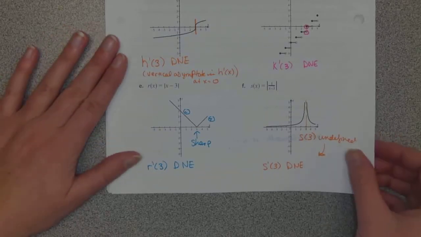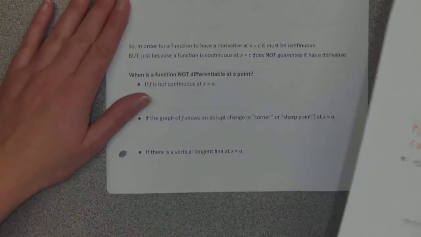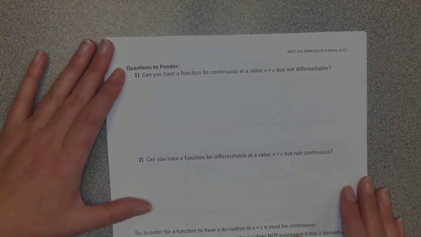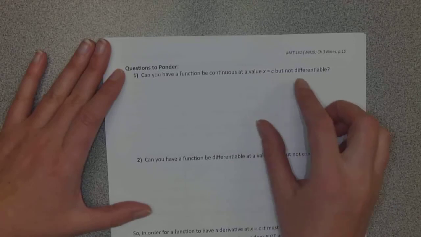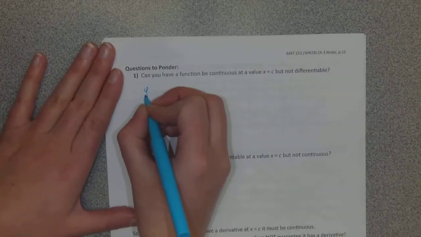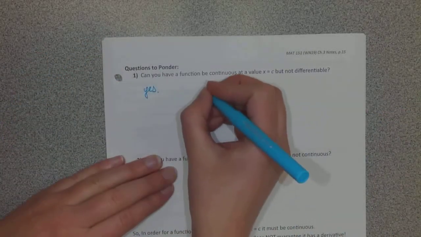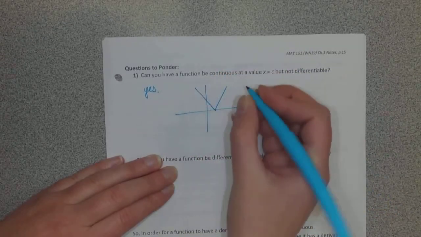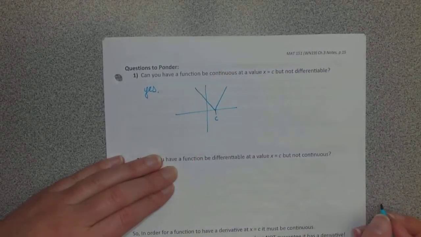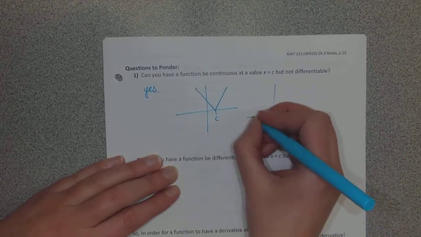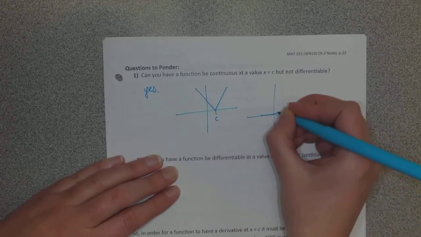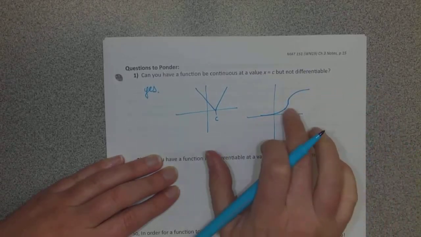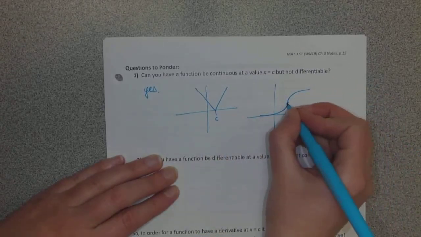Okay. Questions to ponder. Can you have a function be continuous at a value c but not differentiable? Yeah, we saw that on the previous page. A function can be continuous in a variety of ways at a value c. One is in the sharp point, right? It's continuous there but not differentiable. And another way is it can be continuous but have a vertical tangent. So that's another way that it can be continuous at a point but not differentiable.